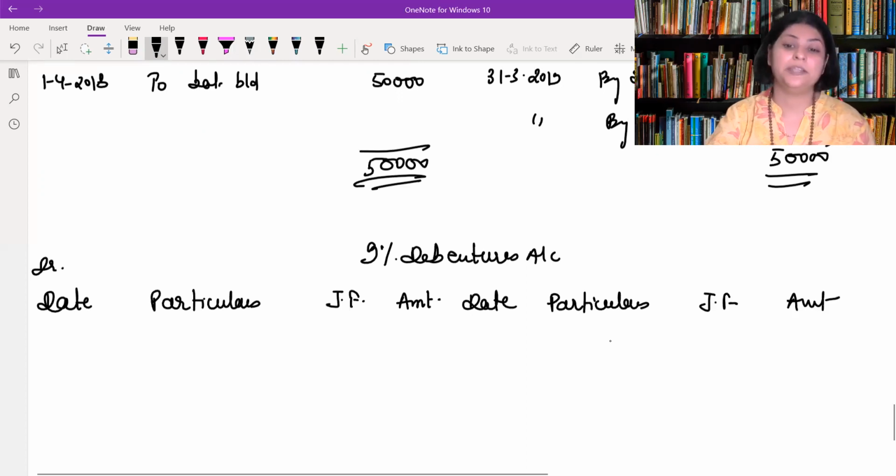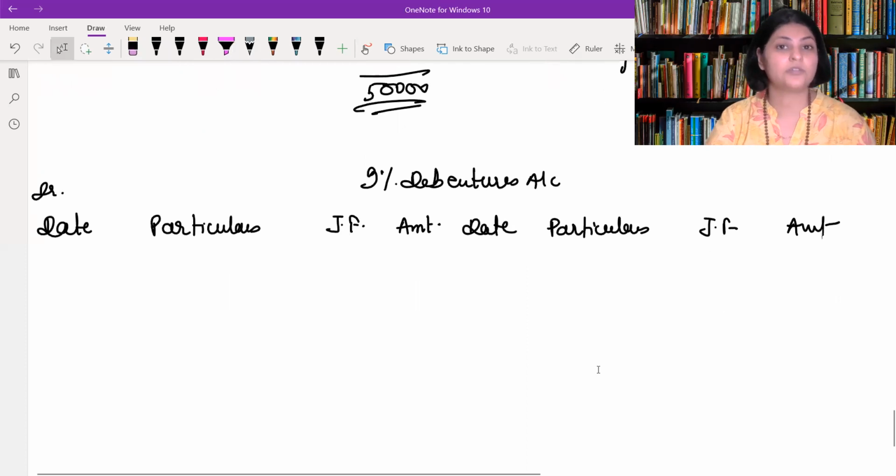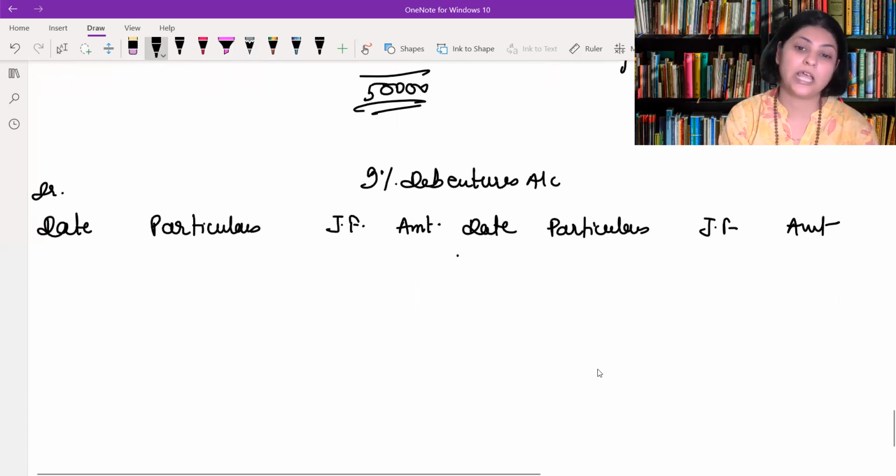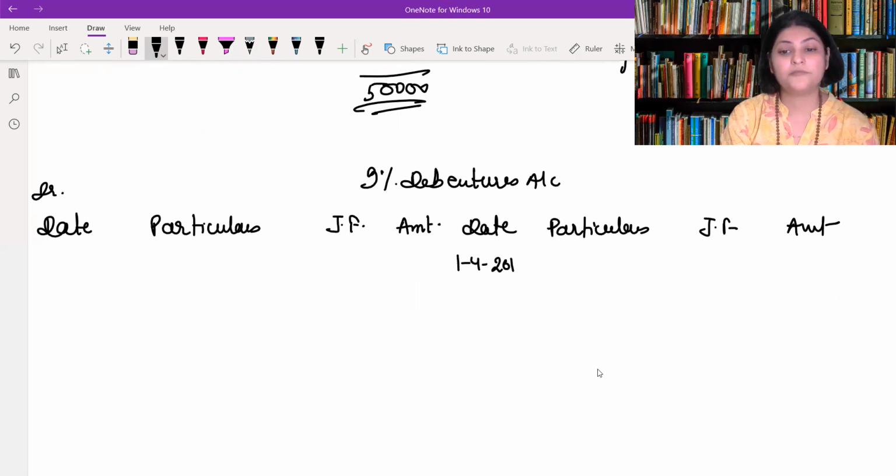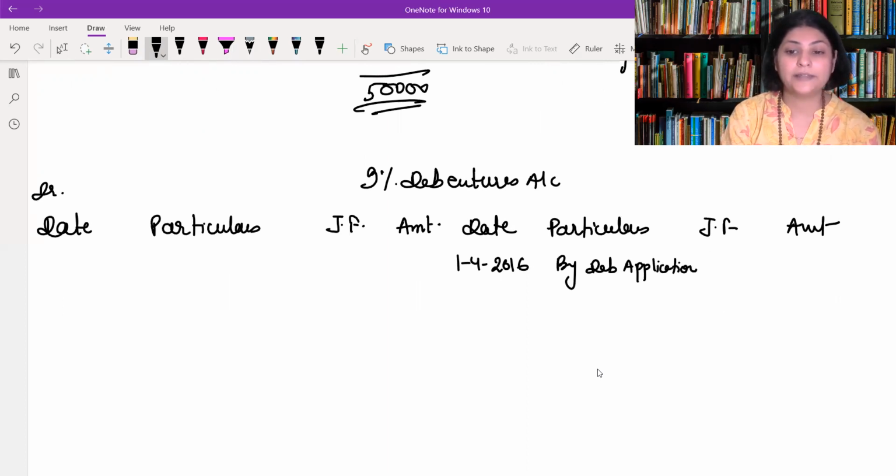Debenture is a liability account. Okay, any debenture account is a liability account. So obviously it will have a credit balance on the credit side. On 1st April 2016, the debentures were issued. So over here, two things will come, students. Be very careful over here. Debenture application and allotment account. And the amount over here will be 95,000 students.